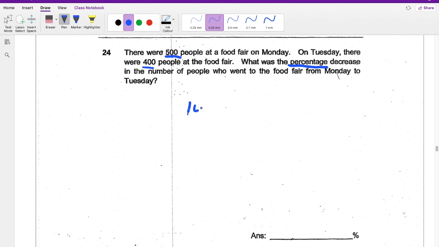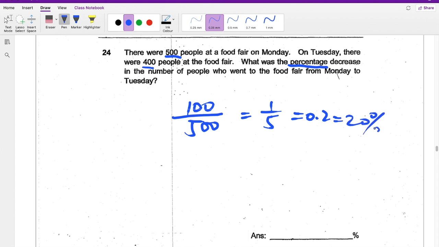Well, I have 100. Then we need to divide by the from, which is the base. The base is from 500. So this one, 1/5. 1/5 is 0.2, which means 20%. Right? So the answer is 20.